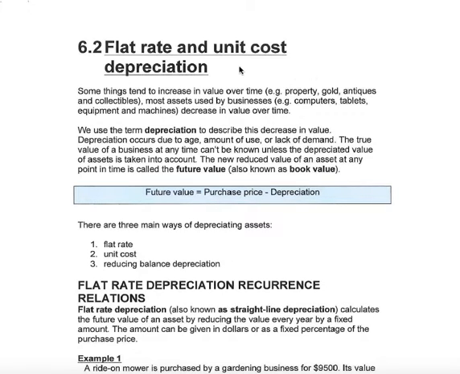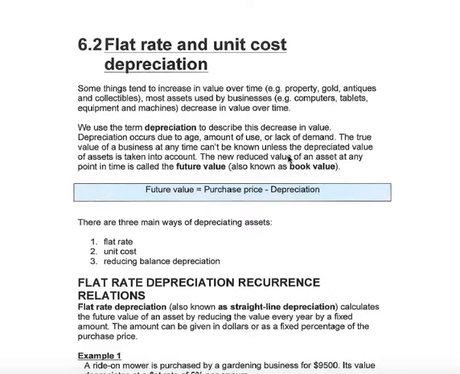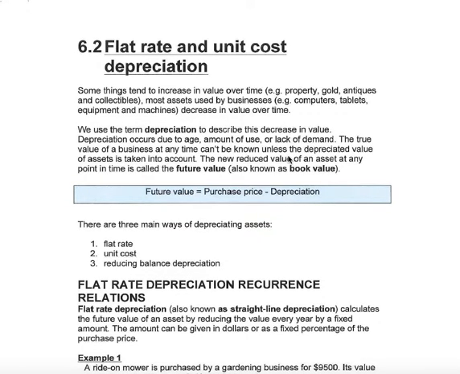Today we're looking at flat rate and unit cost depreciation. So depreciation is the amount of decrease in value of, say, a particular item. In the examples here, they're using computers, tablets, cars can also depreciate. It's generally due to age. Sometimes it's due to amount of use or generally a lack of demand. And so businesses will use a depreciation schedule to figure out exactly how much they have as a net worth.